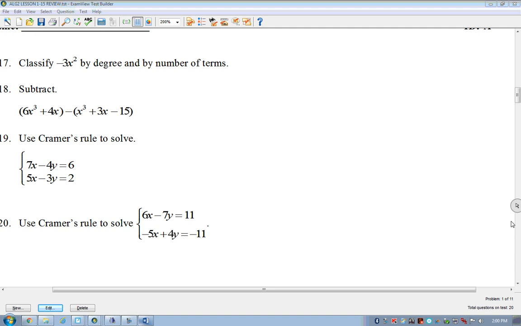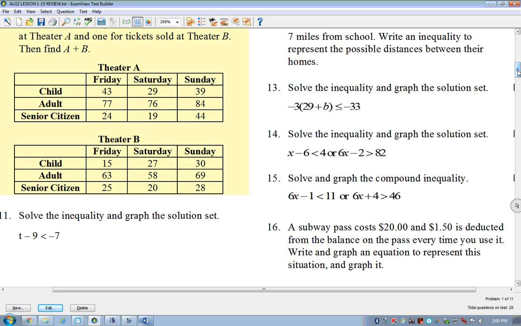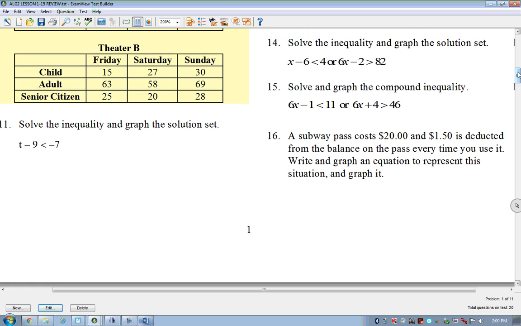After that was number 14 for this crew. Solve the inequality and graph the solution set. Whenever they say graph the solution set in something like this, what they mean is on a number line. So let's bring this down here. Let's solve the first one first. x minus 6 is less than 4. I want to solve for x with that. What is it? Add 6 to both sides. x is less than 10.